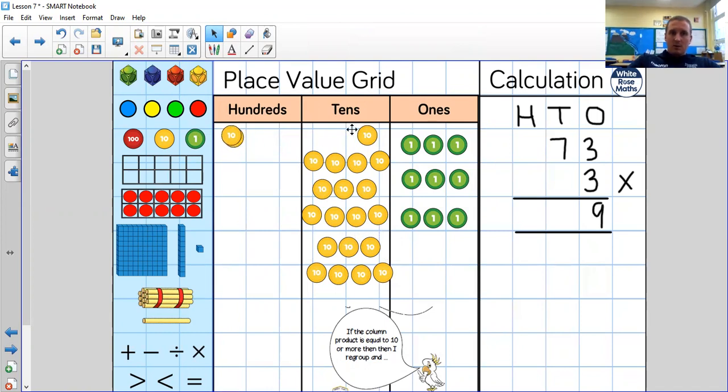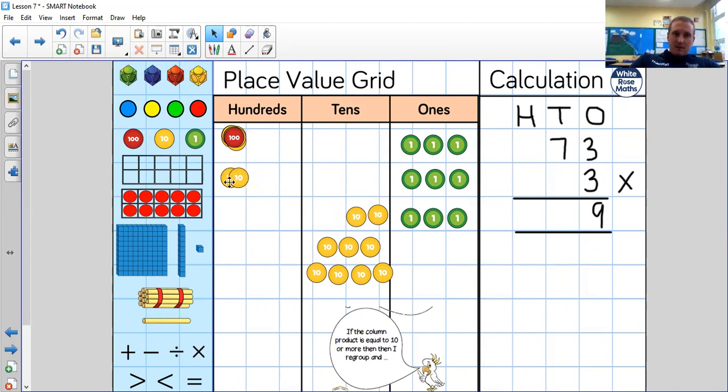So 1, 2, 3. I'm just going to put them all on top of each other. 3, 4, 5, 6, 7, 8, 9, 10. Oh, 10 10s. That is the same as one of those. So I'm just going to leave that. There's 100. So I'm trying to do it as quickly as I can.